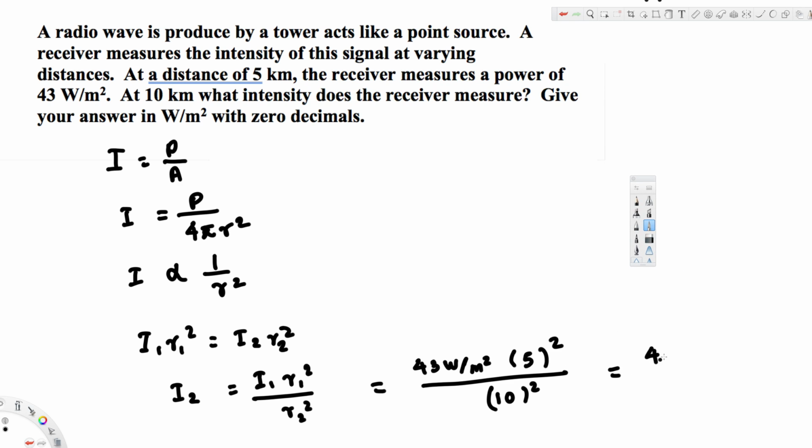So we are going to have 43 times 25 over 100, that's going to be 1 over 4, and if you calculate this value, you will get 10.75 watts per meter squared, and in 0 decimal places this is going to be just 11 watts per meter squared, and that's going to be our final answer.